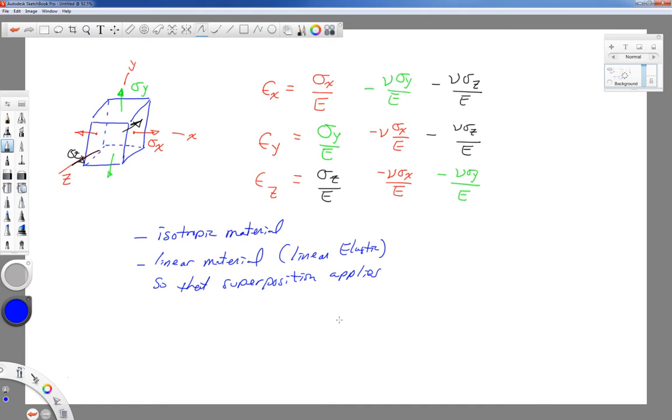In addition to this, we can throw in strains due to temperature. So we know the thermal strain is alpha delta T. We can include that on each of these expressions as well. And we can also apply more than just normal stresses in our material. We can apply shearing stresses as well.